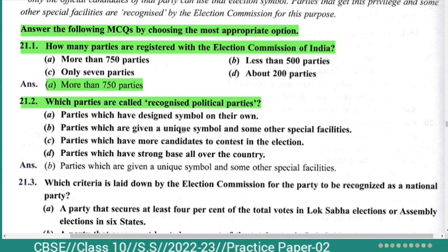Here the correct answer is option B, that is parties which are given a unique symbol and some other special facilities. Which parties are called recognized political parties? Parties which are given a unique symbol and some other special facilities.